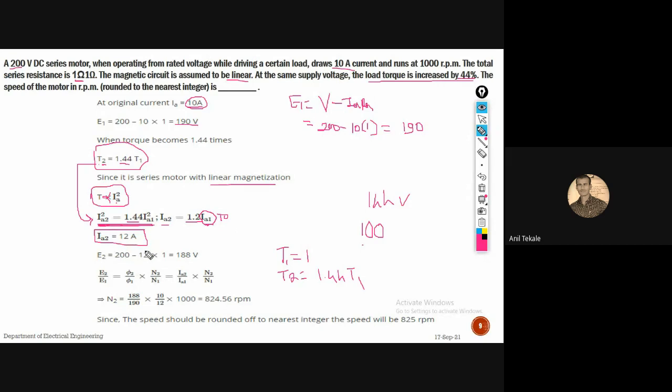Now we know the value of Ia2, we know the value of resistance, then we can go for the back EMF E2. That is equal to V minus Ia Ra, V is 200 minus Ia, which has now changed to 12 ampere, and the resistance is the same, so 188 volt. Okay, so this is the change. Now what is the question? The speed of the motor in RPM. So we have to calculate the speed of the motor, that is why we will take this equation: E2 by E1 is equal to phi2 by phi1 into N2 by N1.